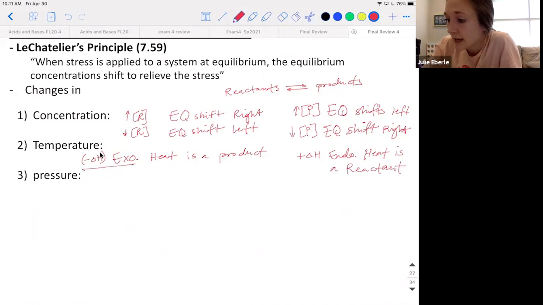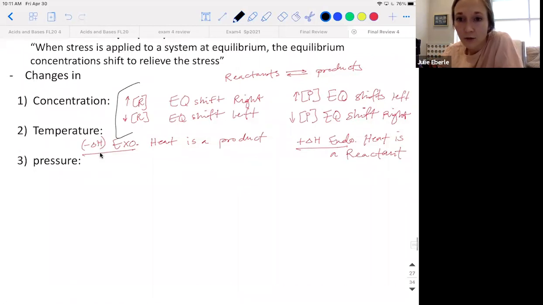Okay, so first you decide, is it exothermic or is it endothermic? Then if heat's a reactant or if heat's a product, you literally just play it out the same way you do up here. If you increase temperature, if heat's a reactant, which way will it shift? If you decrease temperature, if heat's a reactant, which way does it shift? Vice versa with the products, okay? You just decide if heat is a reactant or a product, and then you play it out the same way you do with concentrations.